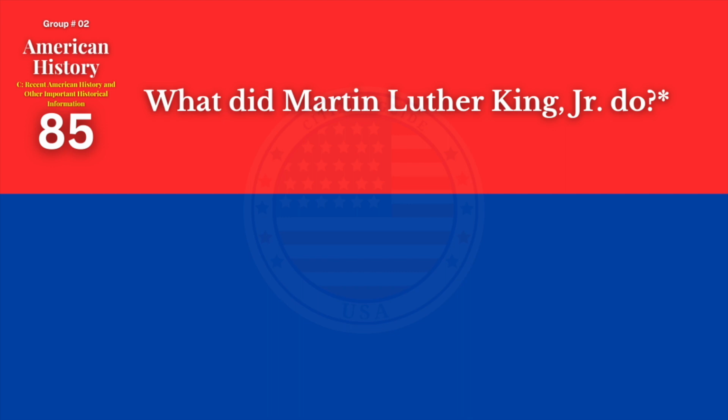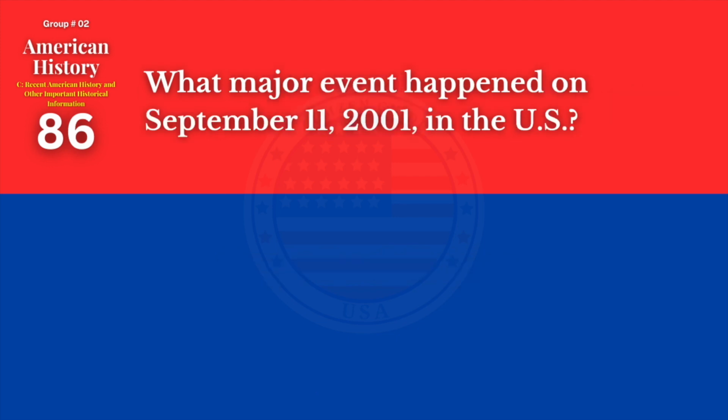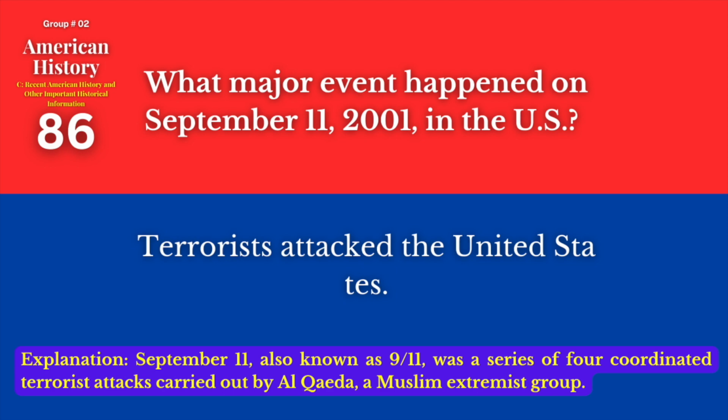What did Martin Luther King, Jr. do? Fought for civil rights. What major event happened on September 11, 2001, in the U.S.? Terrorists attacked the United States.